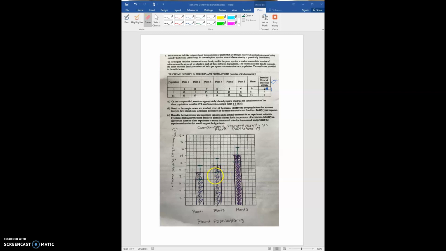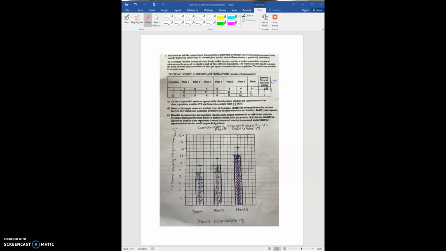So let's go on to our second part of our question. Based on the sample means and standard errors of means, identify the two populations that are most likely to have statistically significant differences in the mean trichome densities. Meaning which one is being exposed to an environmental factor and one is not. What is the likelihood that one absolutely is and one isn't?